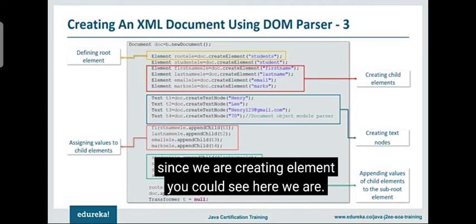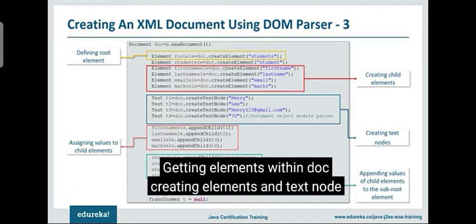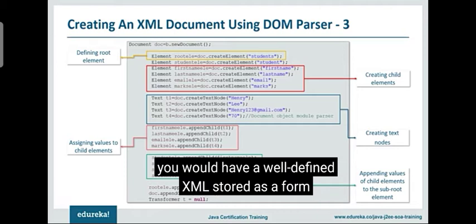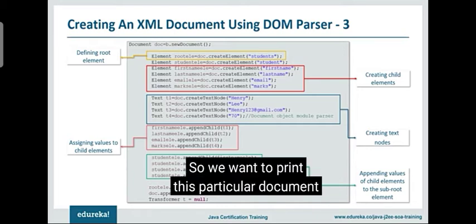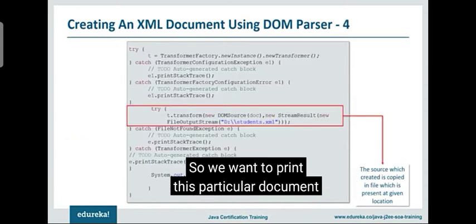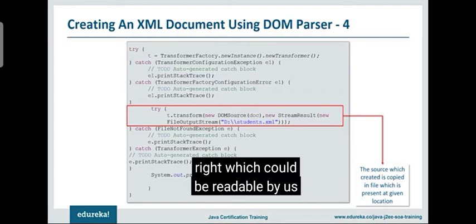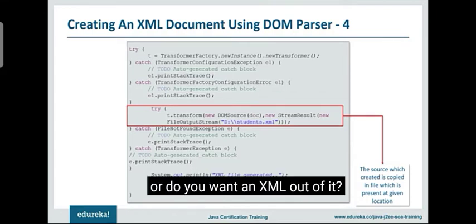Since we are creating elements within doc, creating elements and text nodes and everything within doc, at the end, once you have all this done, you would have a well-defined XML stored as a form of document class. So we want to print this particular document in a text format, which could be readable by us, or we want an XML out of it.